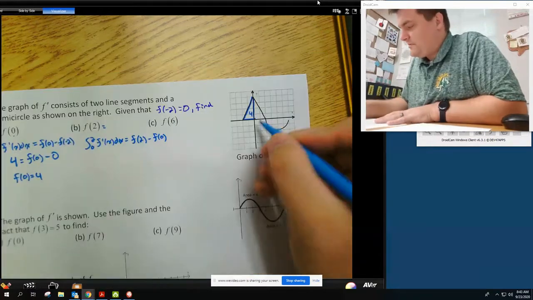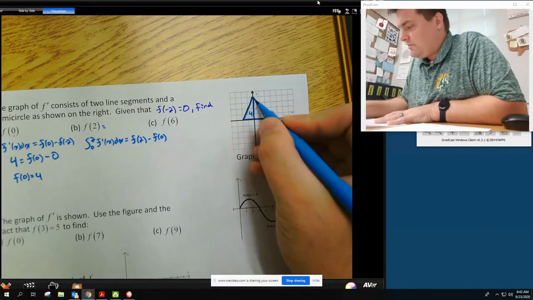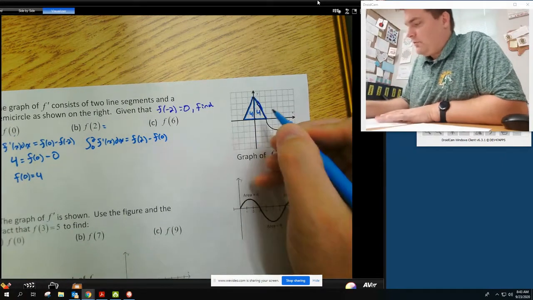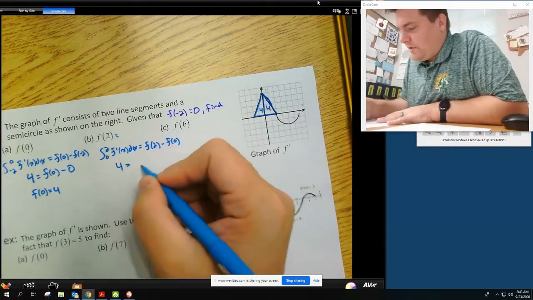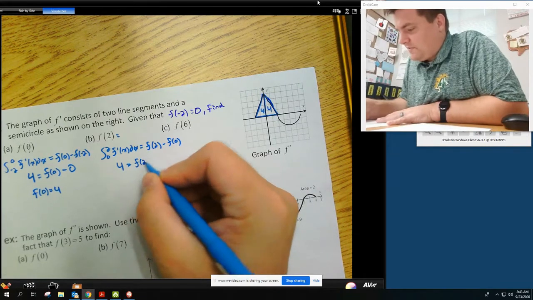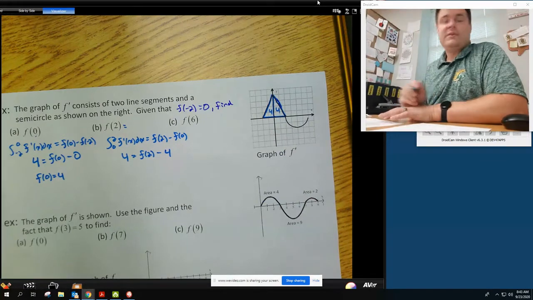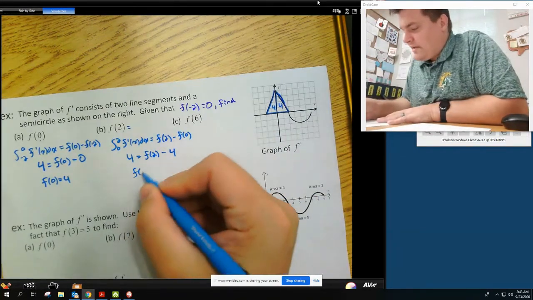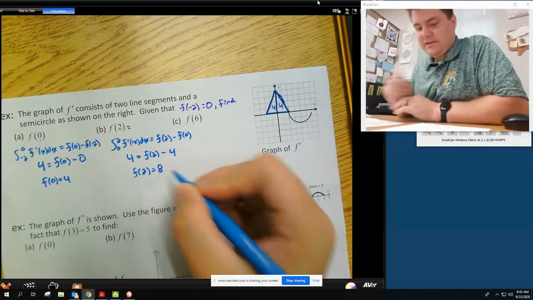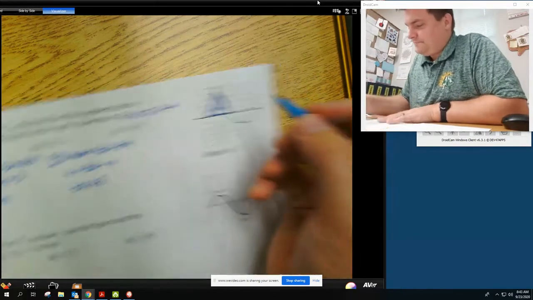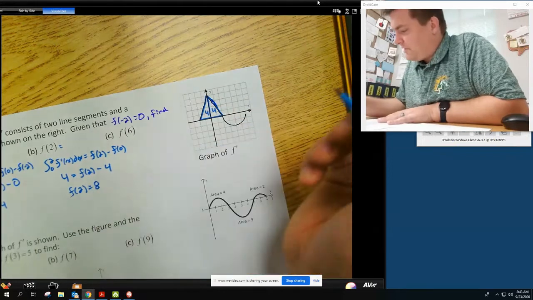So, well, from 0 here to 2, that is 4. So this is 4 equals f of 2, which I do not know, minus 4. So if I solve for f of 2, it is going to equal 8. Okay? F of 6. Again, you can integrate from whatever you want.